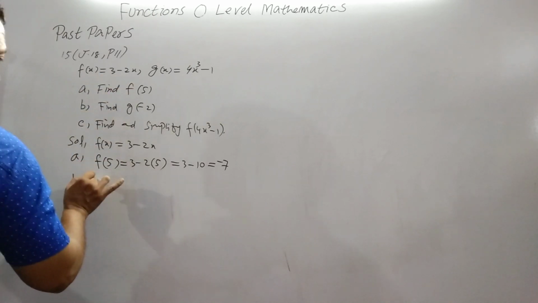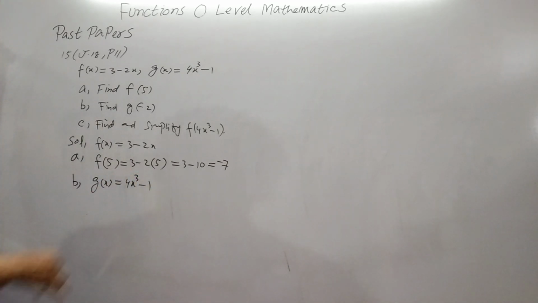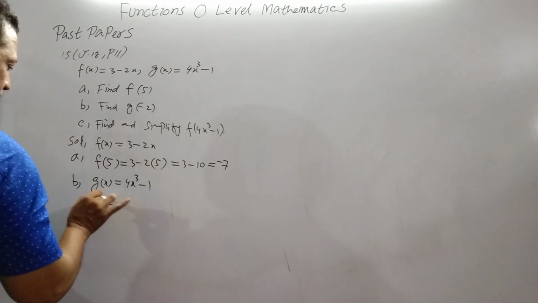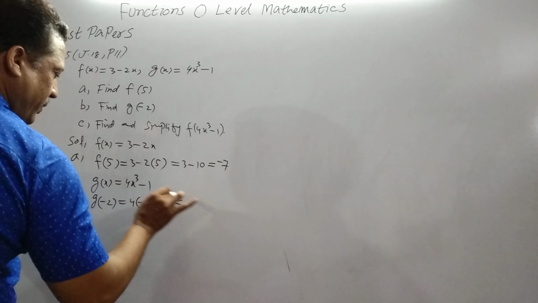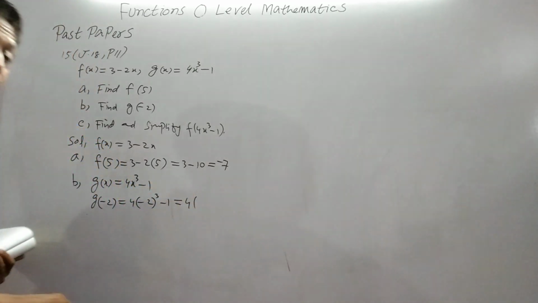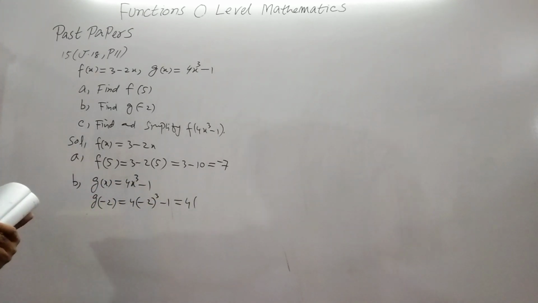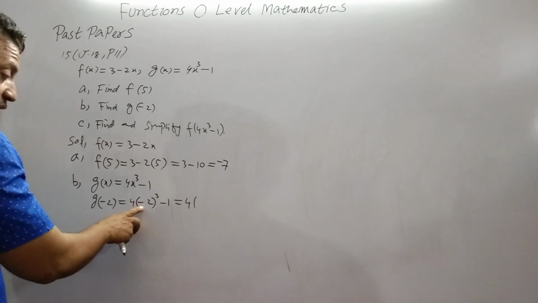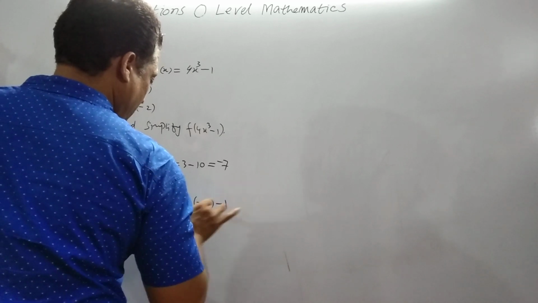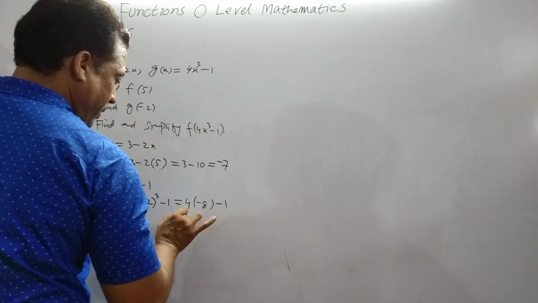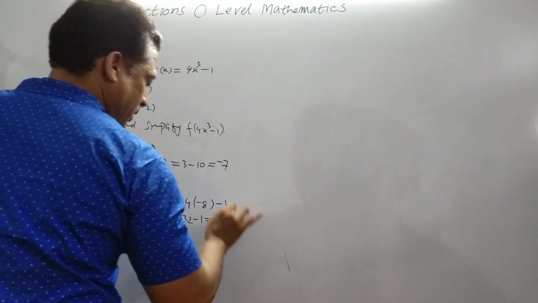Come to part B. Given that g(x) = 4x cubed - 1. Find g of -2, which is 4 times (-2) cubed minus 1. 4 into (-2) cubed is -8. If you see a negative number to an odd power, the answer is always negative. Okay. So 4 into -8 is -32, minus 1 is -33, which is the answer.